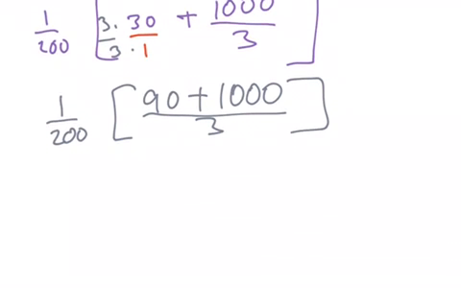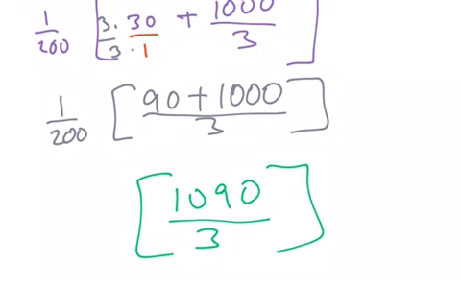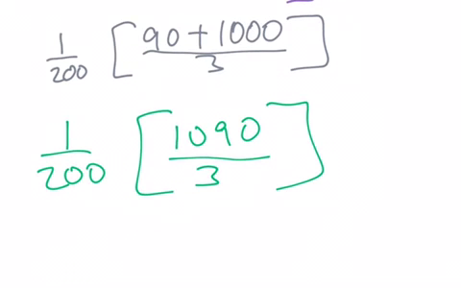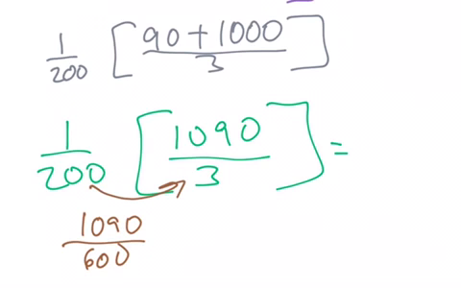I clean that up and get 1090 over 3 times 1 over 200. When we clean that up, we get 1090 over 600, since 200 times 3 is 600. We can easily cancel out a 0, so we have 109 over 60.